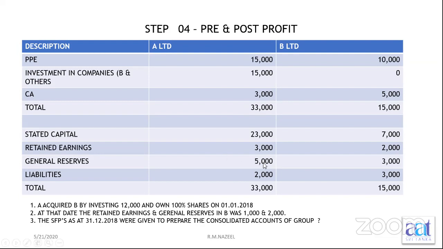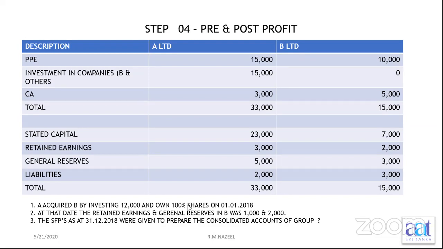And general reserve, parent has 5,000 and subsidiary had 2,000 rupees. Now there is a small problem. How do we split the retained earning of the subsidiary? How do we split the general reserve of the subsidiary? That's the rule: any profit prior to the acquisition is pre, and any profit after the acquisition is post. That is the rule, right?